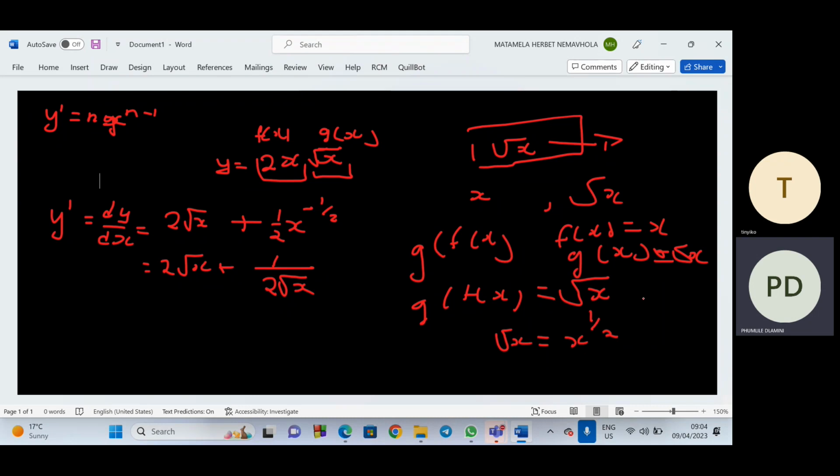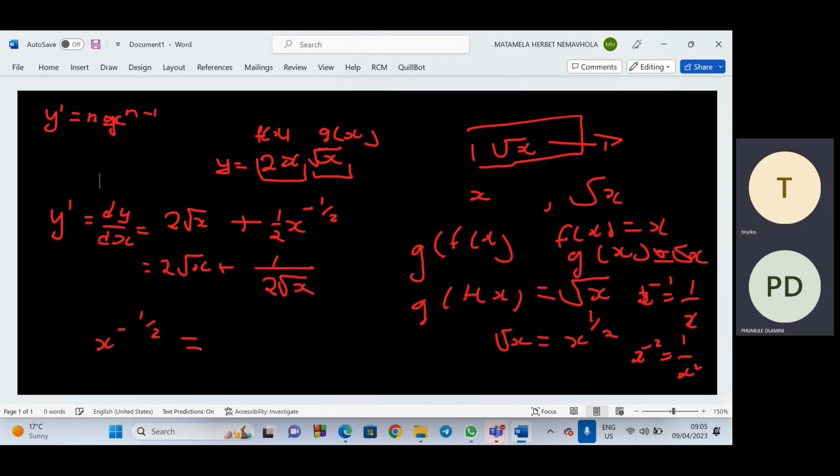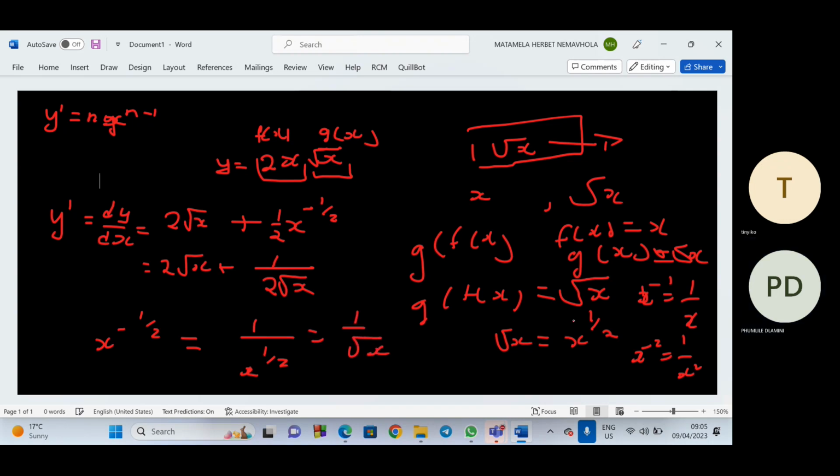So why did I write this? If you have something like 1 over x to the power -1, this is the same as 1 over x, you write it like that. Let's say x to the power -2 is still the same as 1 over x squared. So if we have something like x to the power -1 over 2, this is still the same as 1 over x to the power 1 over 2. But we know that x to the power 1 over 2 is the same as a square root. That's why I wrote 1 over square root of x.